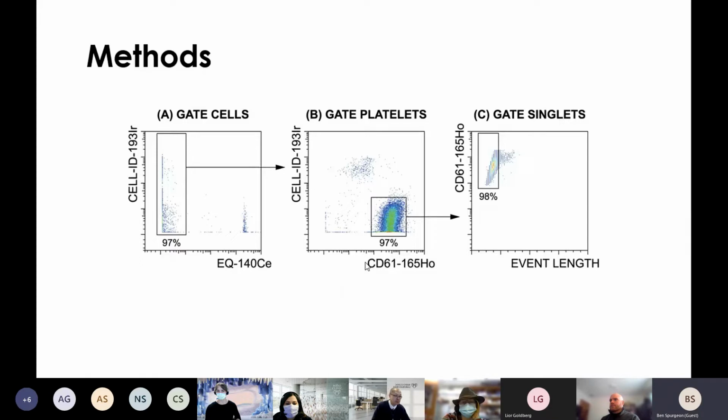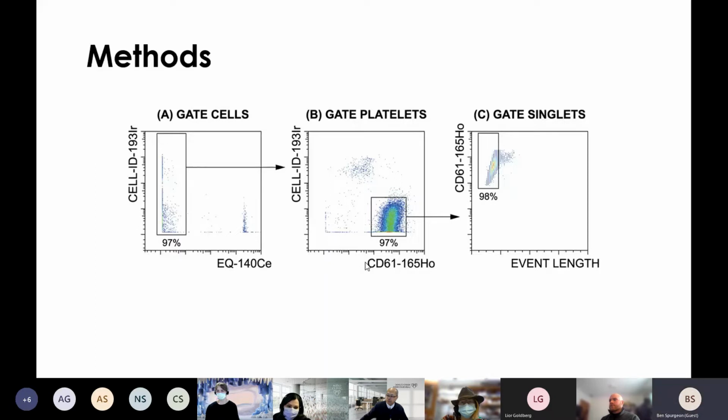So once the FCS files are received, we perform the compensation and then we gate the single platelets according to the following steps. So in step A, we separate the cells from the EQ beads. We then gate platelets based on CD61 expression. So the platelets appear as iridium low and CD61 high. And finally, we gate the singlets based on event length.